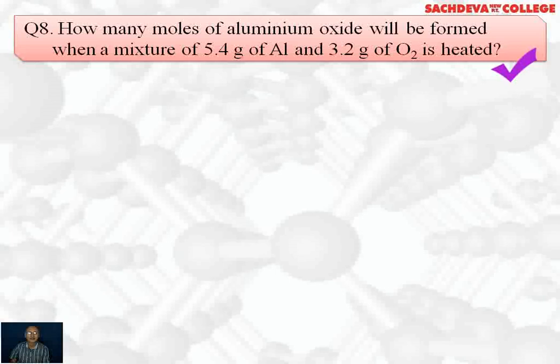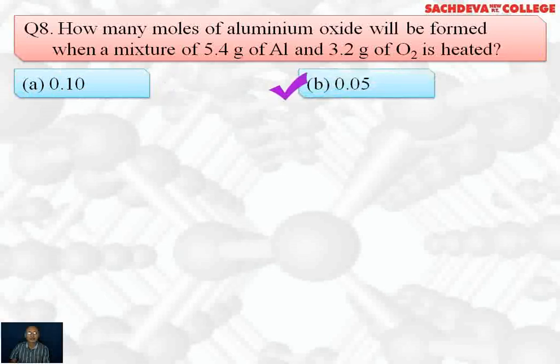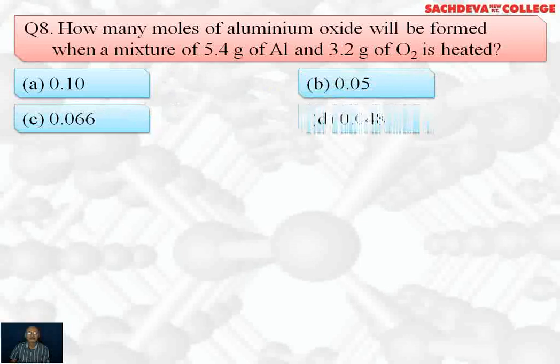Next question, how many moles of aluminium oxide will be formed when a mixture of 5.4 gram of aluminium and 3.2 gram of oxygen is heated? A part 0.1, B part 0.05, C part 0.066, D part 0.048.